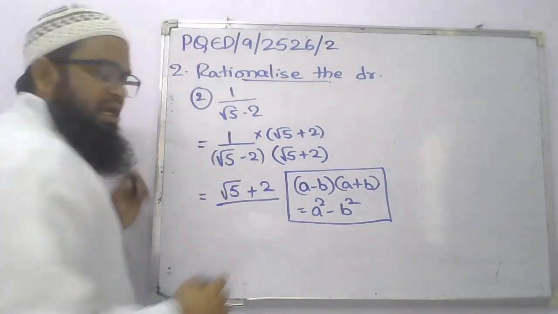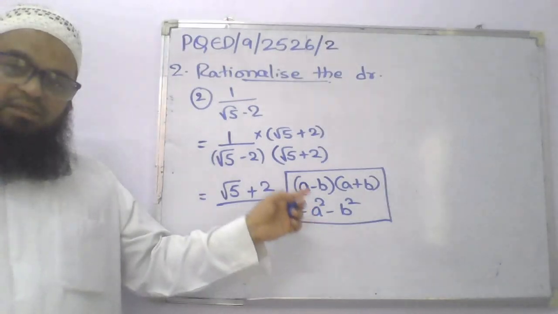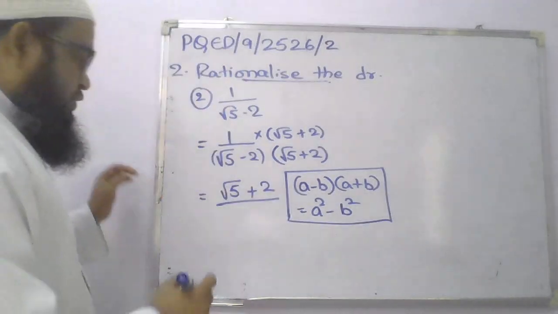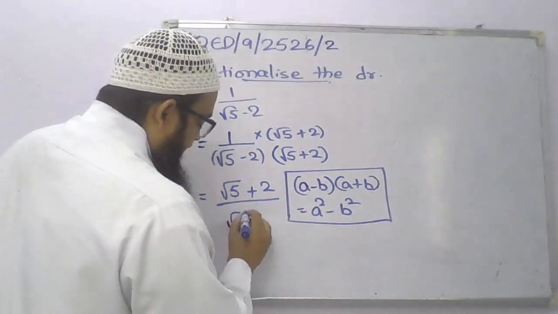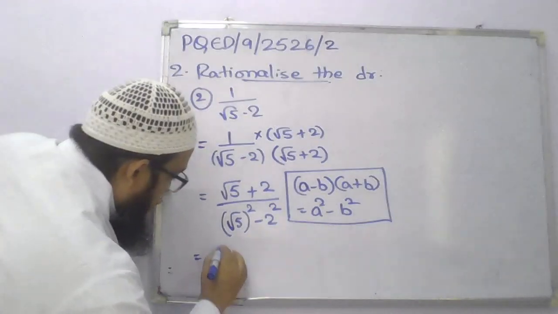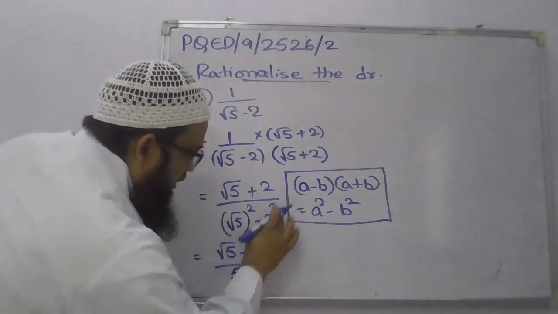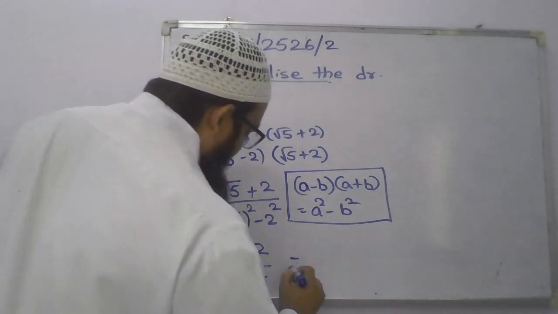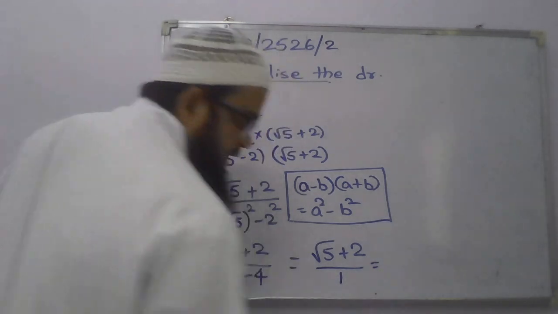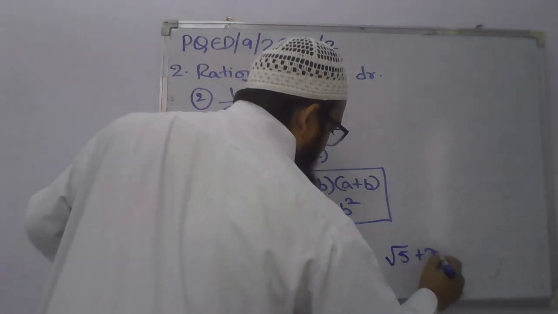Whenever you use any law of exponent or any identity, please quote it down in brackets and highlight it, because these also have marks in CBSE. So that is equal to a square, (root 5) whole square, minus, what is b square? 2 square. So that is equal to root 5 plus 2 divided by, what is (root 5) whole square? 5, minus, what is 2 square? 4. So what is the answer? Root 5 plus 2 divided by 5 minus 4, which is 1. And when you divide any number by 1, it's the same. So therefore it is root 5 plus 2.